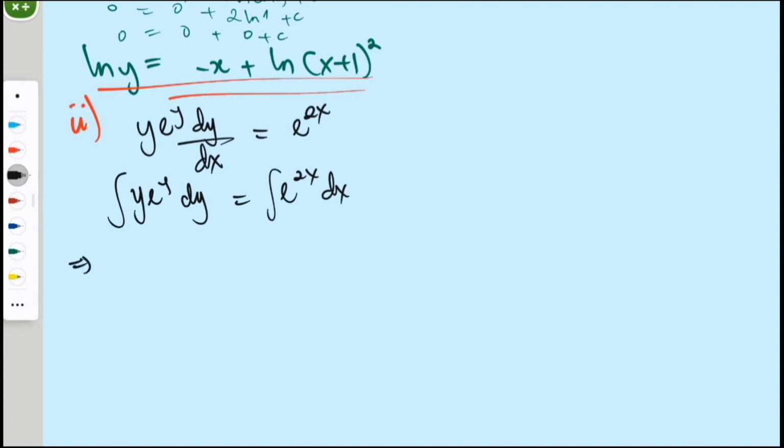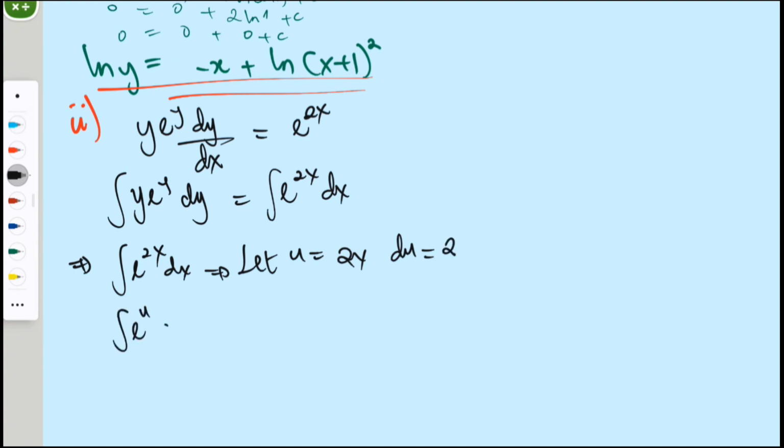So the integral of e to the power 2x, we're going to let u be 2x, so that the derivative of u would be 2. And then this will be the integral of e to the power u dx.